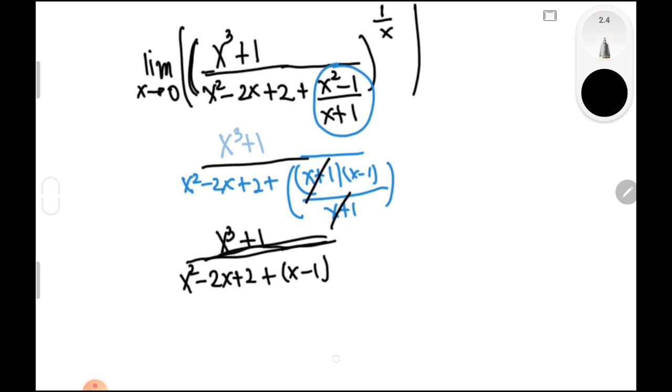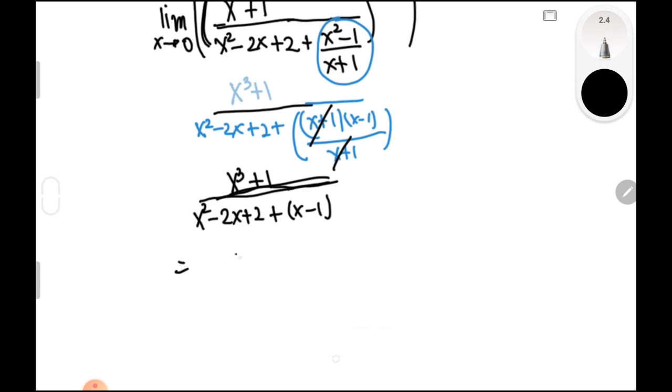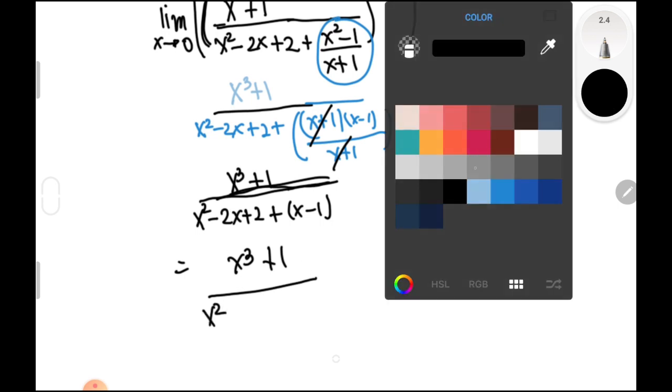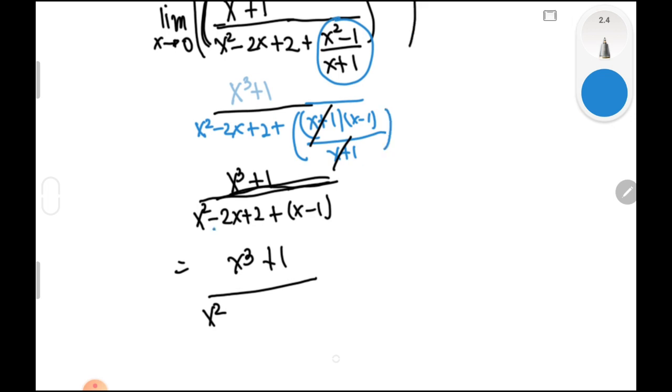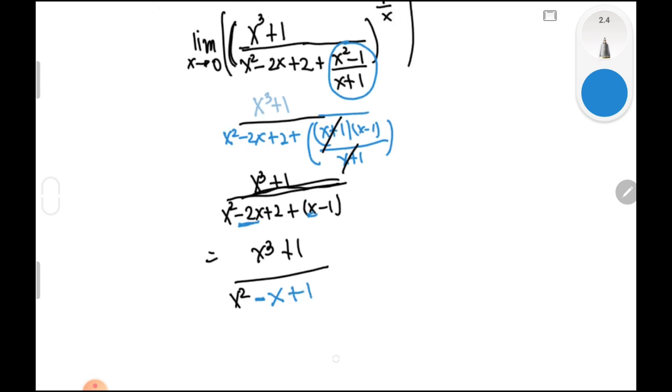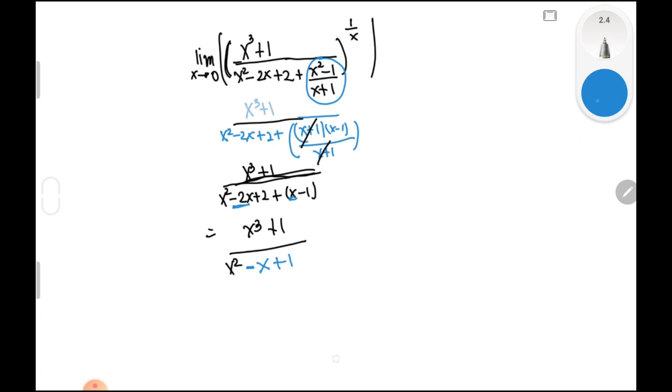Okay, so by further manipulation of the equation, we will have a value of x cubed plus 1 divided by x squared negative 2x plus x. So we'll have a value of negative x. Okay, negative 2 minus 1, so negative x. So 2 minus negative 1 is equal to positive 1. Right, so yun yung mga sagot.